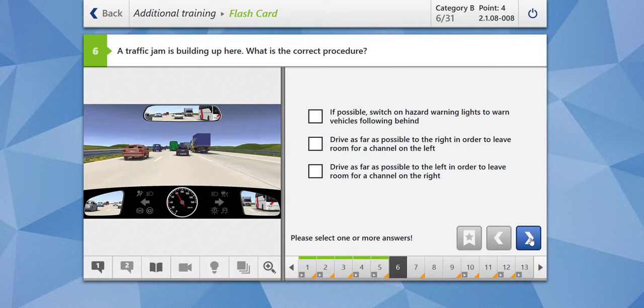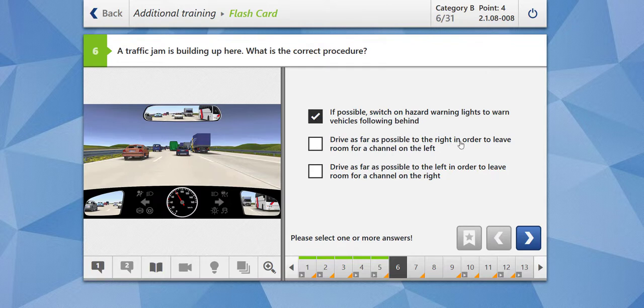A traffic jam is building up here. What is the correct procedure? If possible, switch on hazard warning lights to warn vehicles falling behind. Yes, this is important. Whenever you are stuck in a traffic jam, you have to keep your hazard lights on so that you can inform the traffic which is following you.